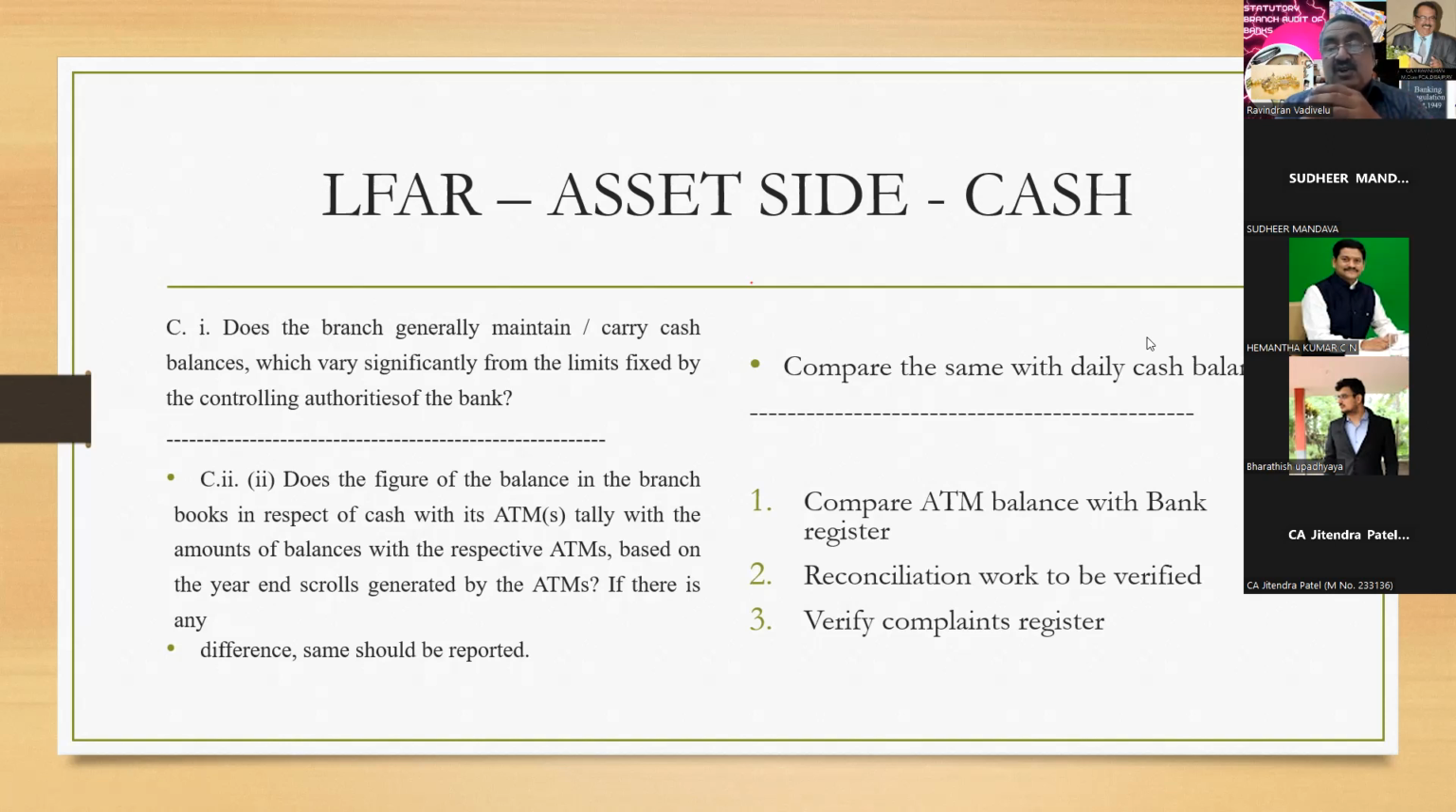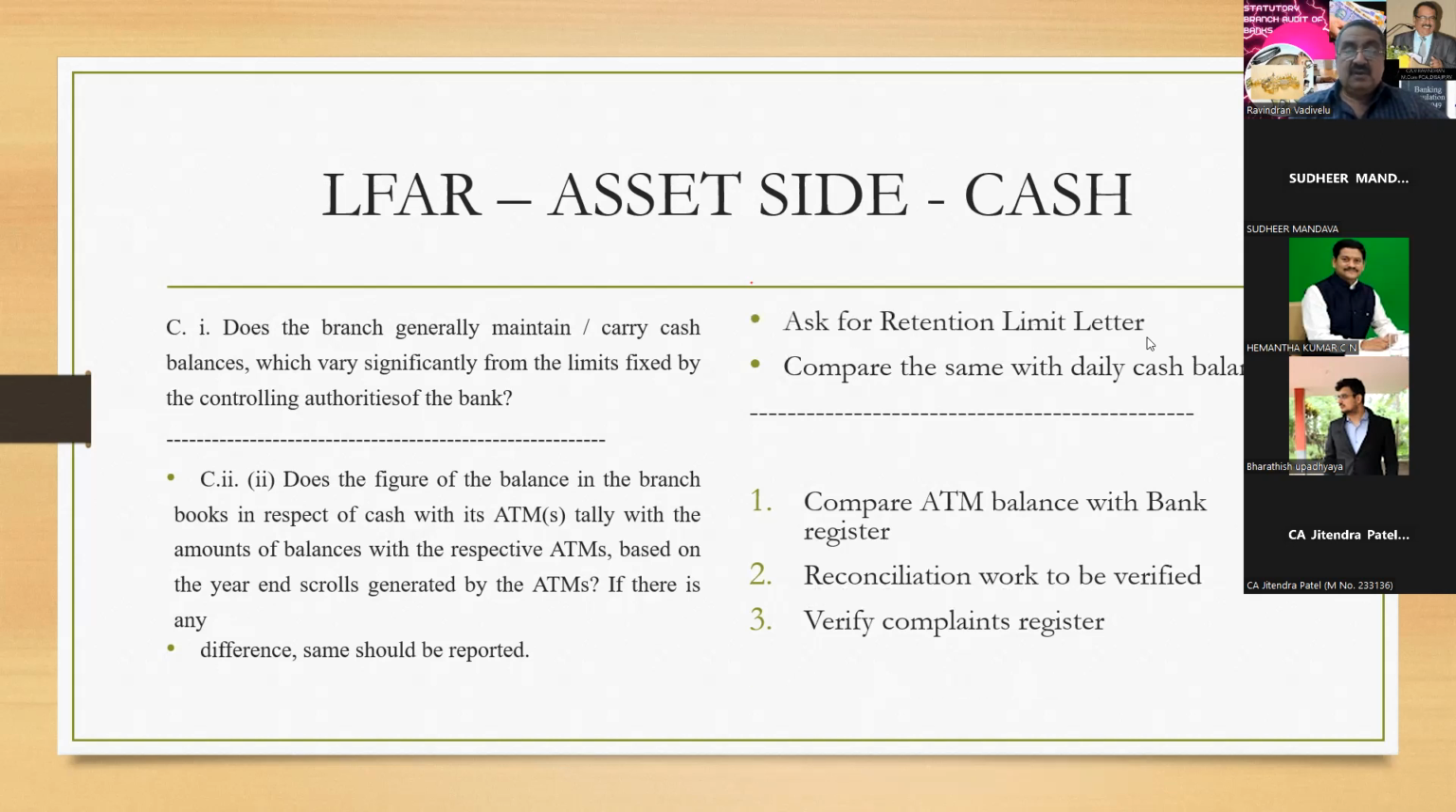If the branch management is not able to do the reconciliation, don't worry at all. Give that point in your report. This is also another point. Also here you have to see whether there is any complaint raised by a customer against the ATM functioning. There is a complaint register, so you have to call for it and see the date of rectification. Sometimes the customer says that cash has been debited but the cash has not come. They will inform the bank, and the bank has to rectify it and reverse the entry. So you have to verify the complaint register also. This is the reply to point number C2.